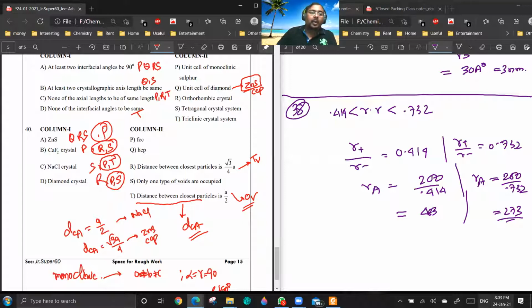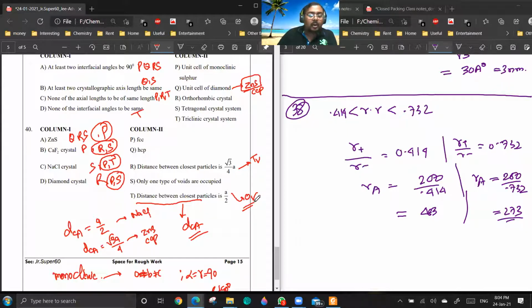Okay, CaF2. Again, it has FCC of calcium 2 plus ions. And obviously R will be there because it has tetrahedral voids, and only one type of voids is occupied, that is also correct. So P, R and S. Between R and T only one will be there. If R is there, T won't be there. S is there in all cases. NaCl will have S, which is the only one given, but P is also correct. It is FCC, and T is also correct.